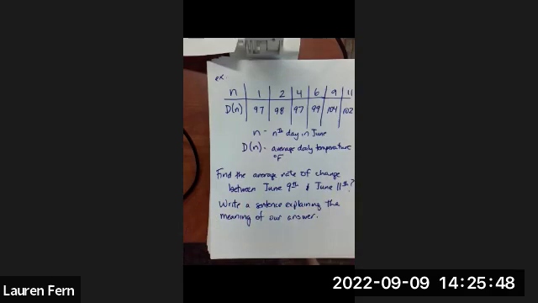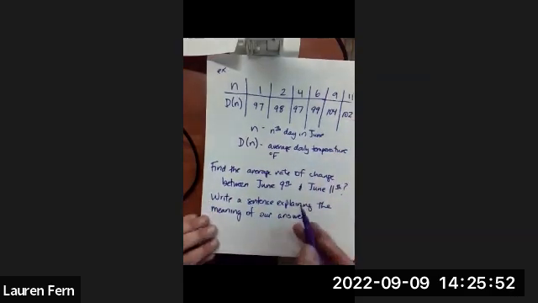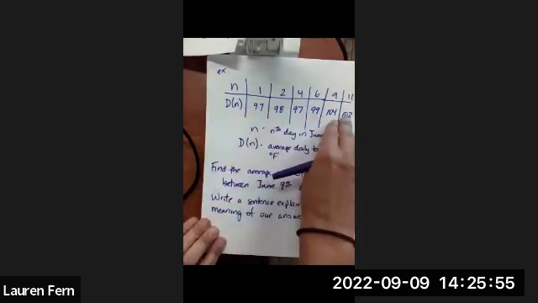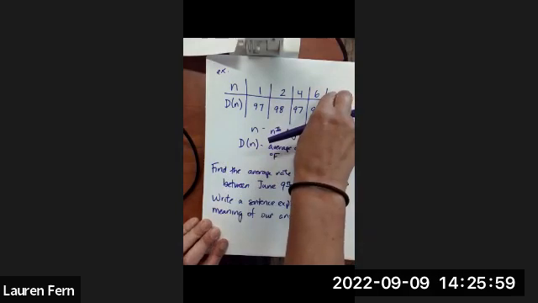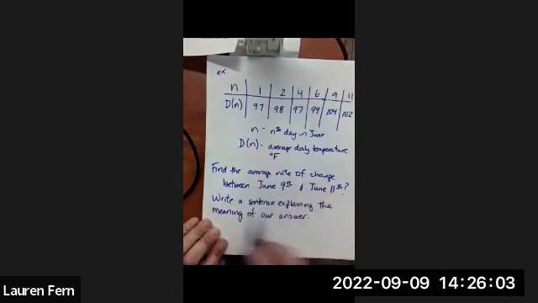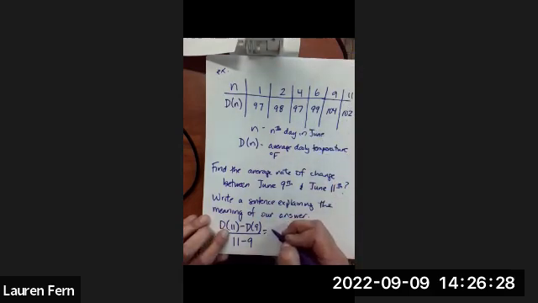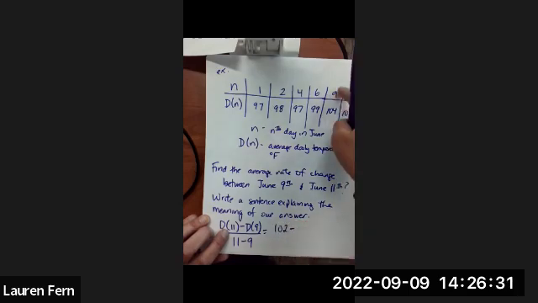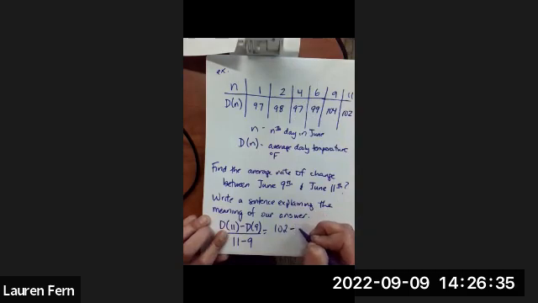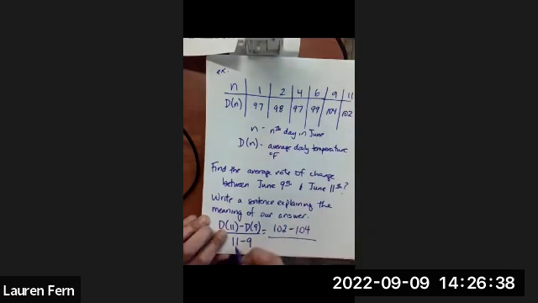Okay. So how do you find the average rate of change? Well, isn't it your change in your function values divided by the change in your inputs? In other words, don't I want to find D of 11 minus D of 9 divided by 11 minus 9? You with me there? Change in outputs over change in inputs. What's my function value at 11? 102. What's my function value at 9? 104. What's 11 minus 9?